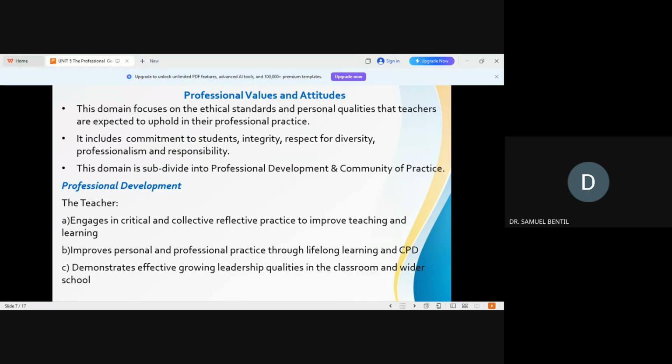Diversity. See, there are different people with different cultures, different behaviors, and different learning abilities altogether. Now we are talking about inclusivity. So you must embrace everybody, irrespective of their background, their cultures, their learning abilities and inabilities. You do not have to segregate or discriminate.